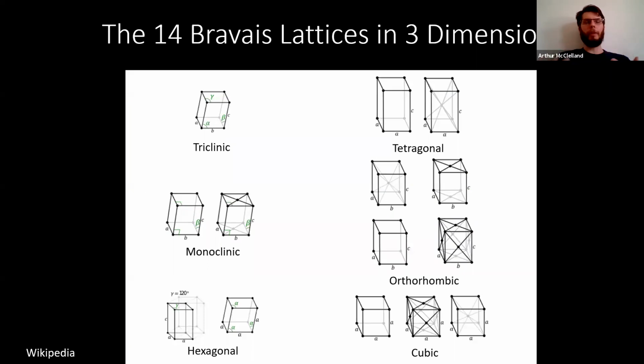If we move to 3 dimensions, there are 14 Bravais lattices that you can make: triclinic, monoclinic, hexagonal, tetragonal, orthorhombic, and cubic. So all the crystalline solids are one of these. All the 3-dimensional crystalline solids are one of these 14 lattices. They can have different basis sets. So they can have lots of different atoms or molecules occupying each of the coordinate sites, but it's one of these 14 lattices.